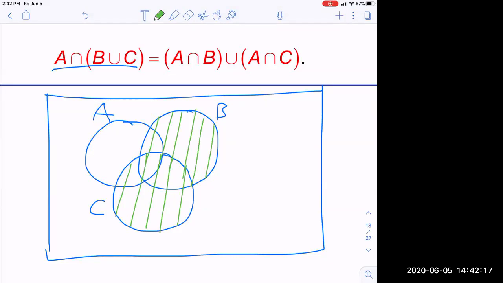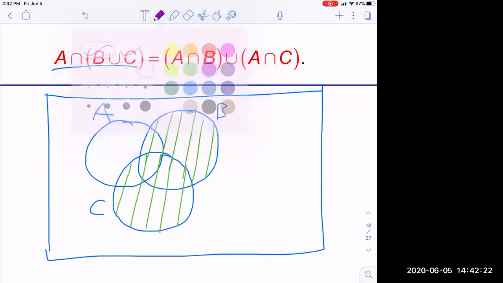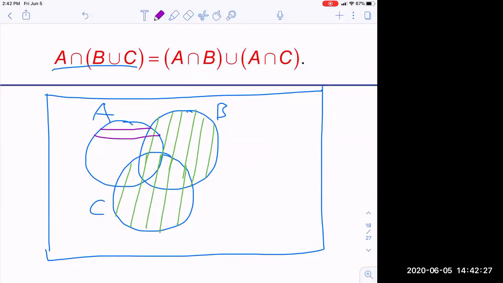Now, where does A intersect this? Let's do A in purple. Notice how I'm doing this horizontally. I'm shading in A. And now, where is the intersection with all of this? It's where the crosshatched is. So if I can just outline that with red, here's where we're looking for. This is A intersect B union C.